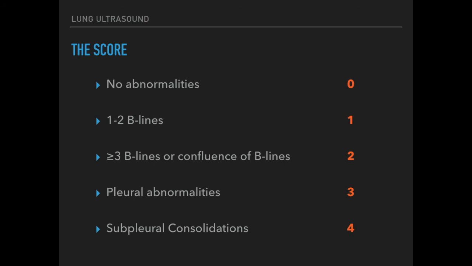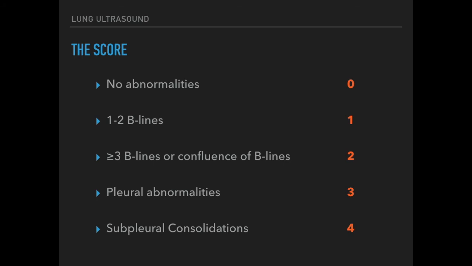So this is per lung field. If the lung field had no abnormalities, it's a 0. If the field had 1 to 2 B lines, that's a 1. 3 B lines or more, or a confluence like a curtain of B lines, that field got a 2. If it had pleural abnormalities, like that shred sign, that field got a 3. If it had any subpleural consolidations, that field got a 4.